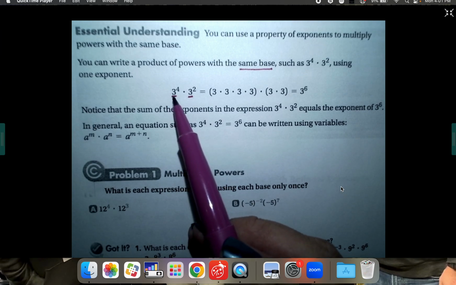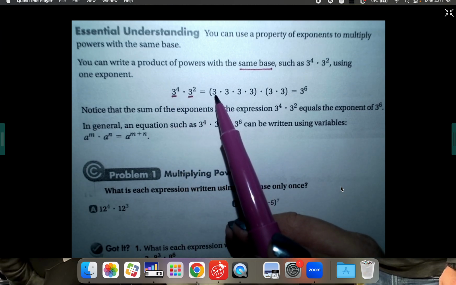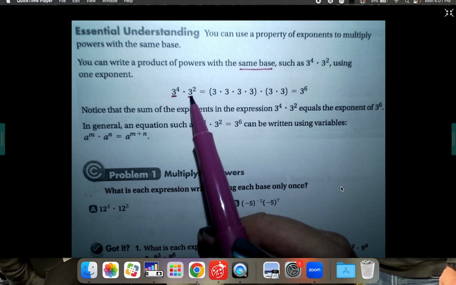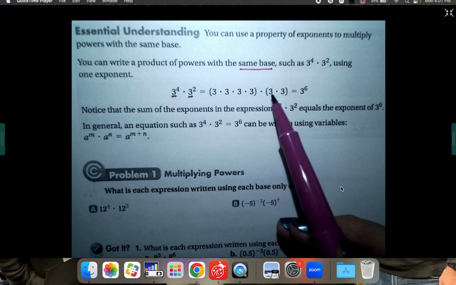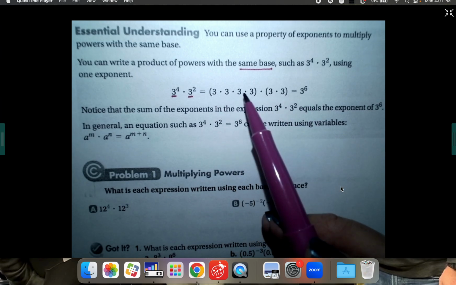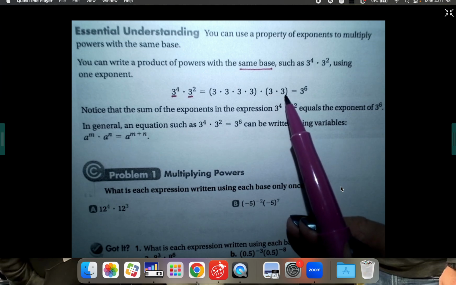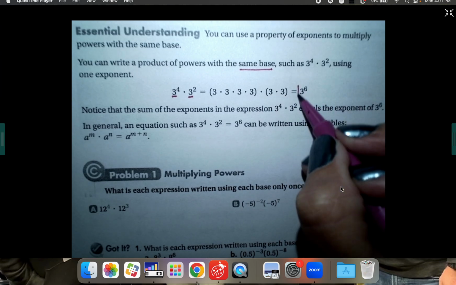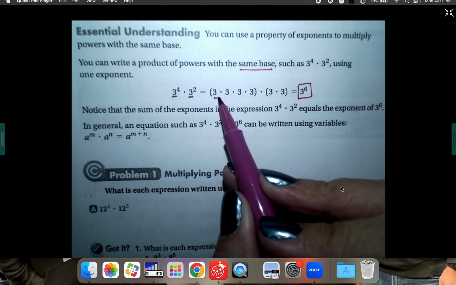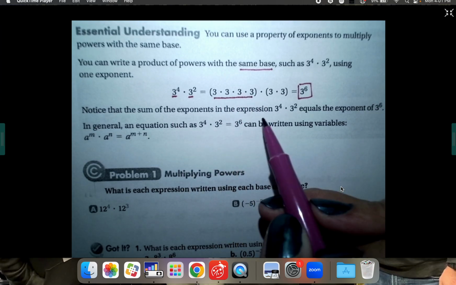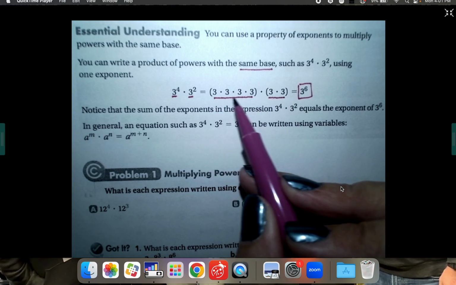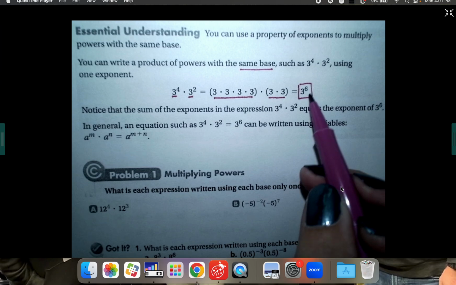So if you have 3 to the 4th power, that means 3 times 3 times 3 times 3, times 3 squared, which means 3 times 3. That is a total of 1, 2, 3, 4, 5, 6 threes, which means the answer is 3 to the 6th power. So this is called expanded notation. I'm expanding 3 to the 4th and I'm expanding 3 to the 2nd. But if you do that, it shows that there are 6 of them.